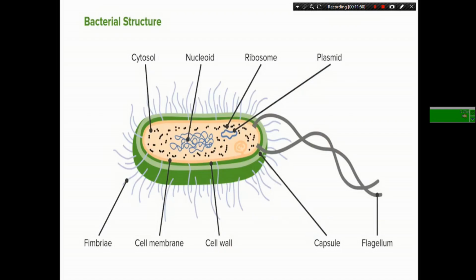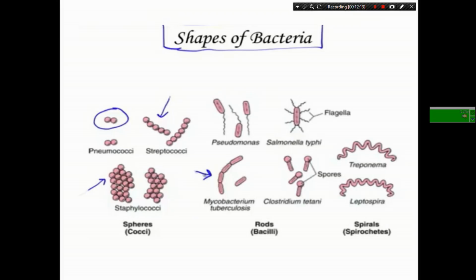They can have well advanced structures containing plasmids, the rings of DNA known as plasmids, ribosomes that are responsible for synthesizing proteins, and the nucleoid, the central part of the bacterial cell, and cytosol of cytoplasm, which is a liquid gel. Then the other shapes of bacteria.